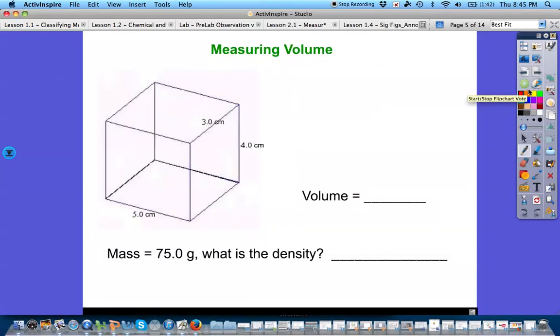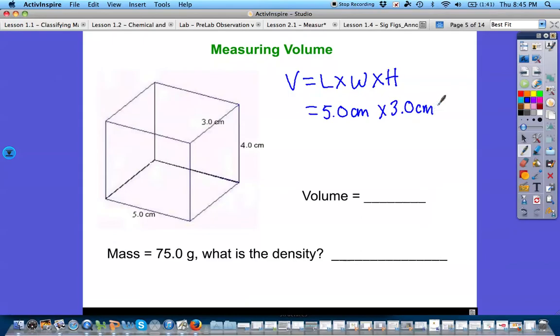So sometimes we'll need to measure the volume, and we can measure the volume of a cube or a rectangle by length times width times height. So here we have 5 centimeters times 3 centimeters times 4 centimeters. When you multiply those together, you should get 60. But remember, we need to have the correct number of sig figs.